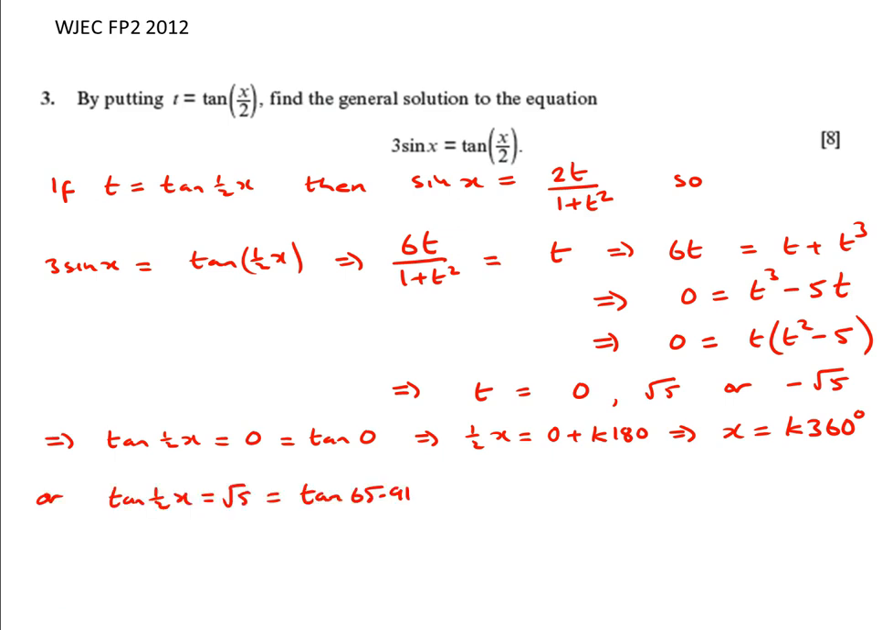Moving to the case where we have tan half x equals root 5. If we use inverse tan on our calculators, we will find that root 5 is the same thing as tan of 65.91 degrees. So the equation we've got is tan half x equals tan of 65.91. So the general solution of that equation is a half x equals 65.91 plus k times 180. Times through by 2, gives me x equals 131.8 plus k times 360.